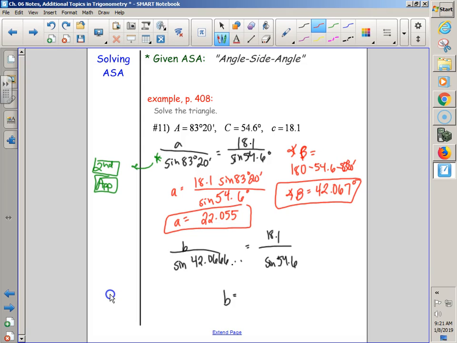So double checking the expression. And y did 0.06666 instead of 0.067. Then hopefully you guys get that I would multiply this guy to the other side. 18.1 times that denominator, sine of 42.06666, all over sine of 54.6. And what do you guys got? You guys agree with Adam?